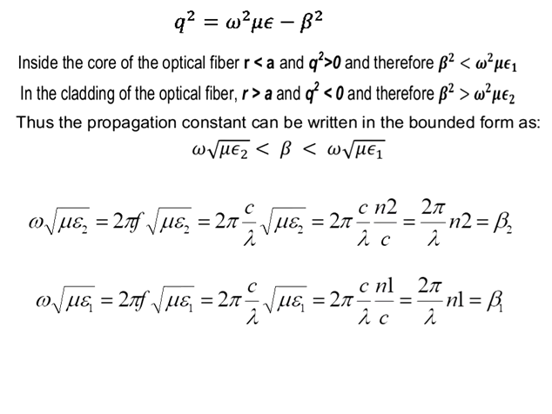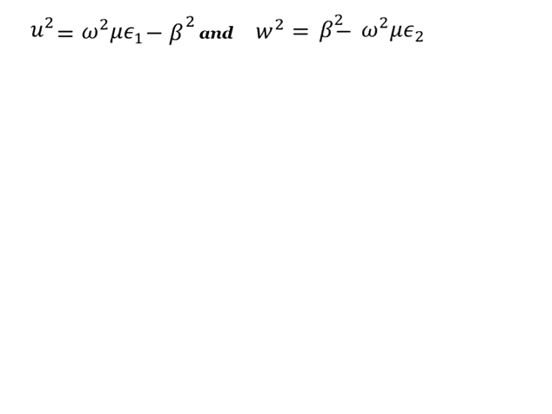In a similar way, we can get omega under root mu epsilon 1 as beta 1, that is the propagation constant inside the core, which is also given by 2 pi by lambda into n1. n1 is the refractive index of the core. So if I put these values in the above equation, what I will get is beta lies in between beta 1 and beta 2.